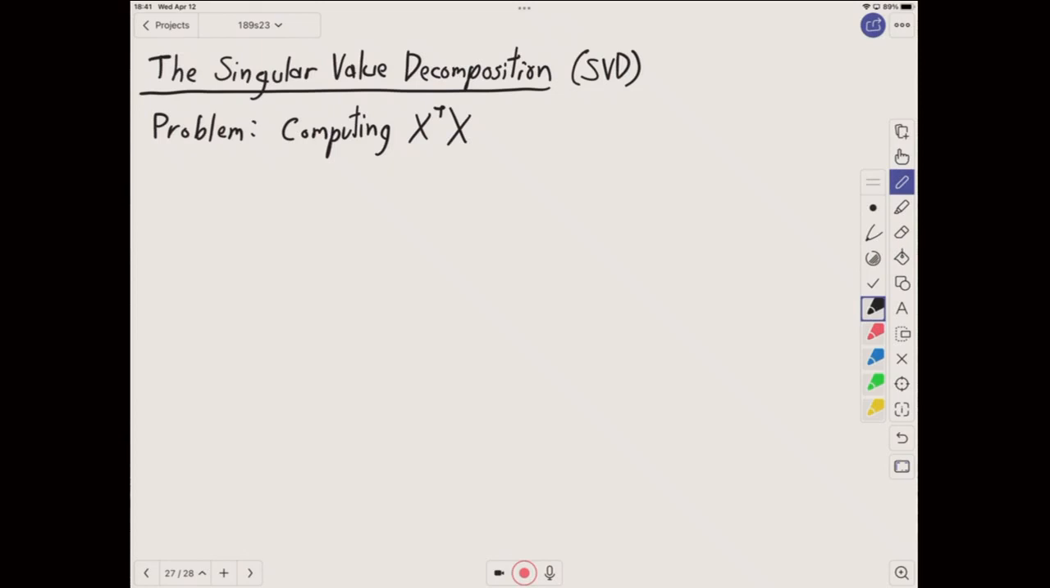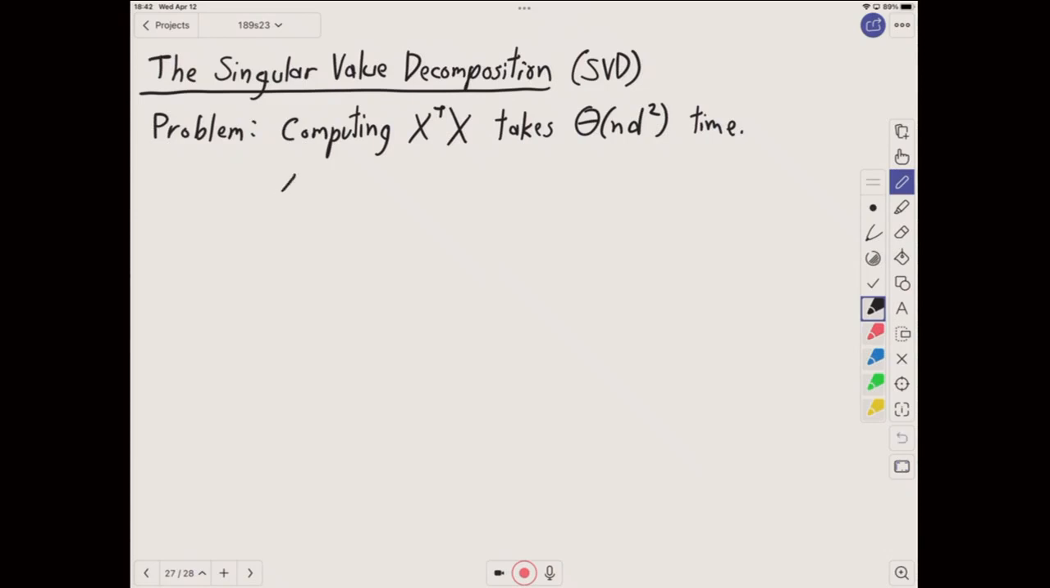And the problem with even just computing that matrix, X transpose X, before you do any eigendecomposition, is that it already takes n times d squared time. If d is small, this is no big deal at all, just do it. But if d is big, then this is actually getting expensive, and it's actually faster to do something else.